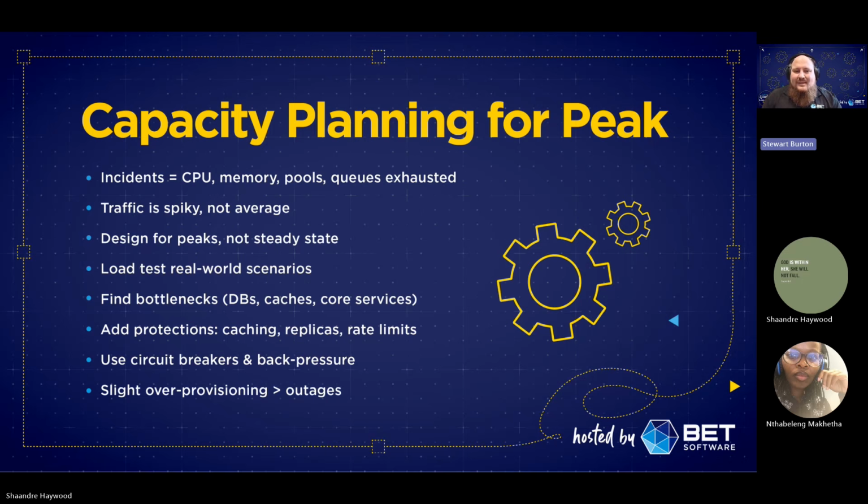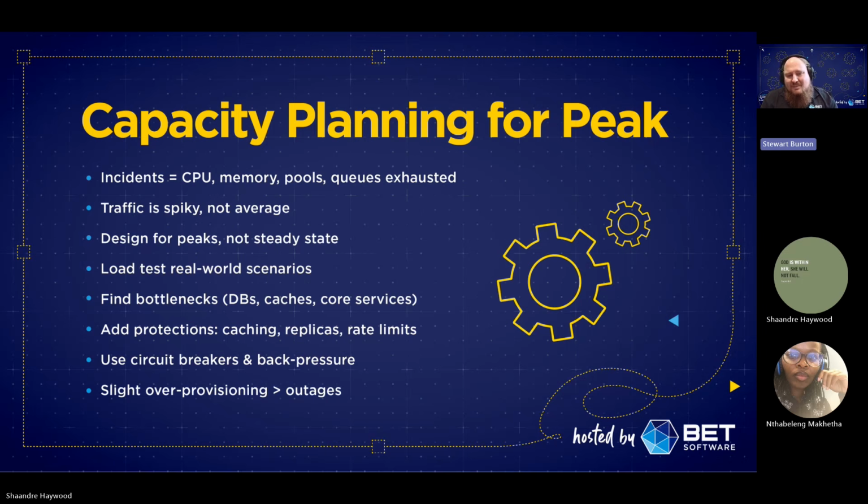So think month-end payday or tax deadlines, marketing campaigns, product launches or global events, or any sort of unexpected viral spikes. So resilient teams design for those peaks and not just for a random Tuesday morning where everything is calm and complacent. So that means running realistic load tests that model expected peaks, and then also identifying bottlenecks, especially stateful components.